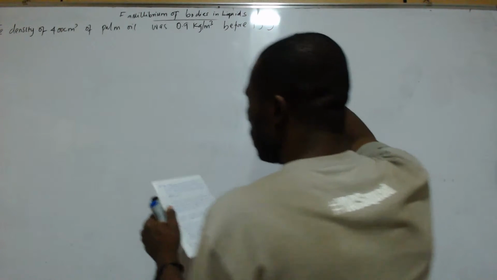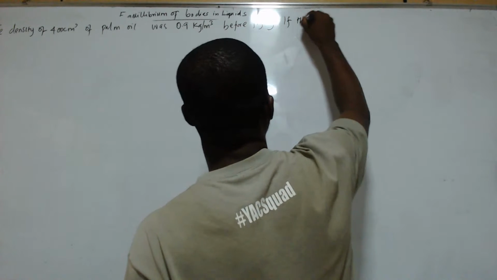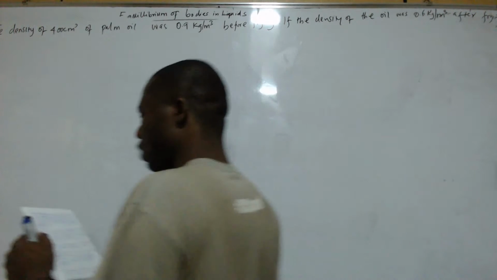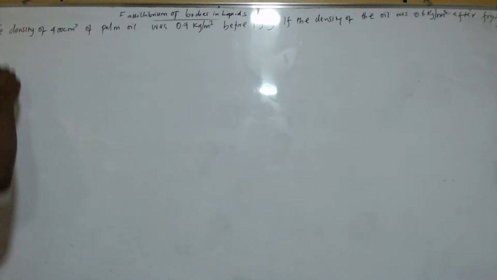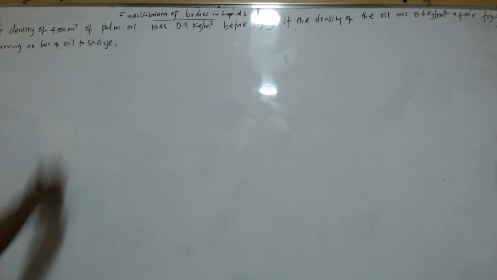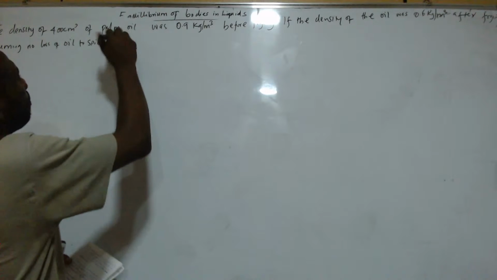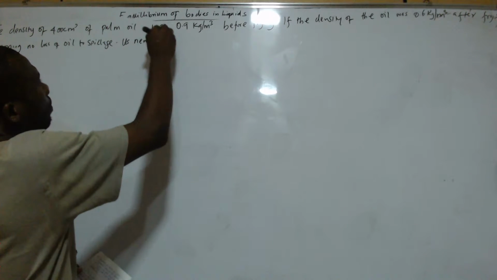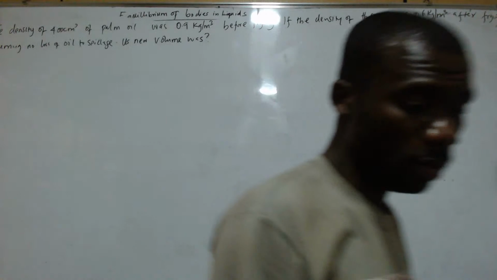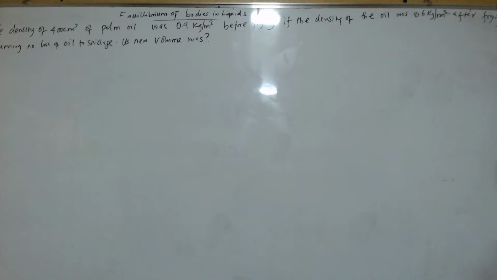If the density of the oil was this after frying, assuming no loss of oil to spillage, its new volume was this. So now let's get the mass of the oil.